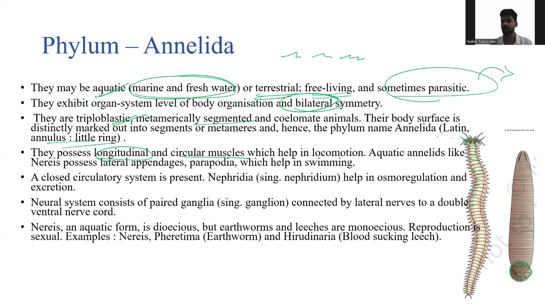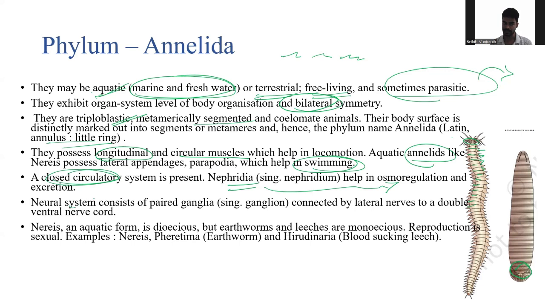Then when coming to the aquatic annelids, you will see lateral appearances observed, parapodia and all. So these are actually the parapodia. They normally help in swimming. Then when it comes to the circulatory system, here you can actually see the closed type of circulatory system can be observed. And nephridia, okay. Nephridia actually help in osmoregulation and even for excretion.